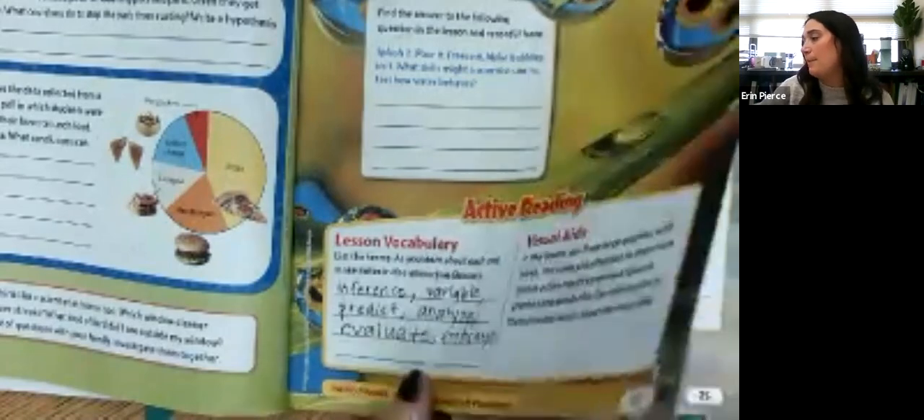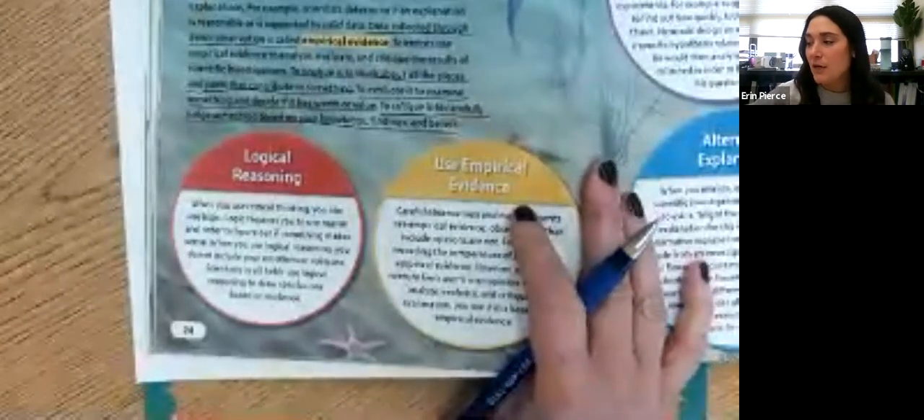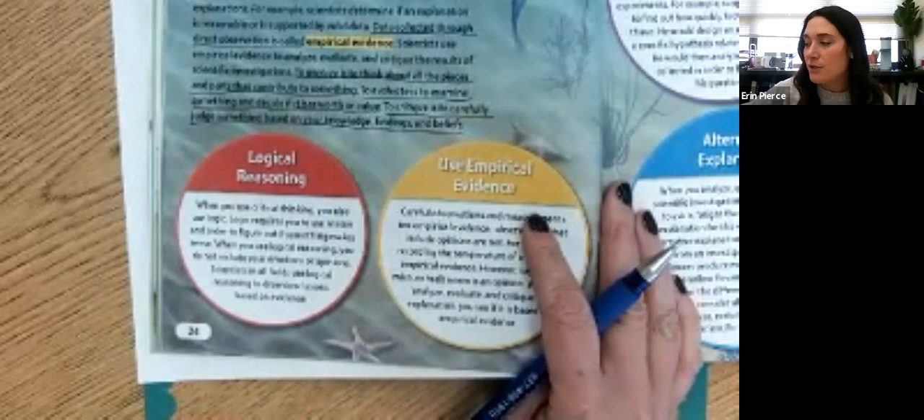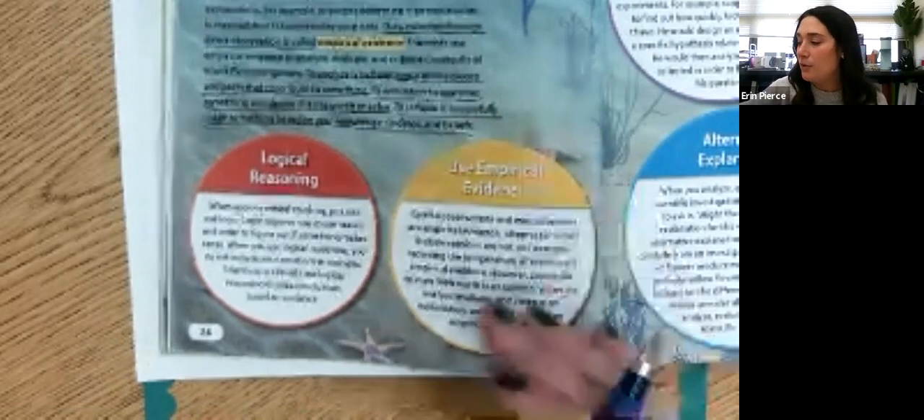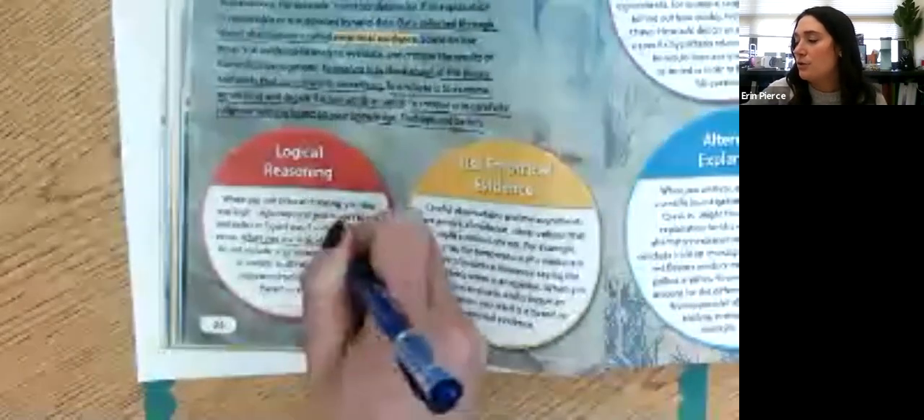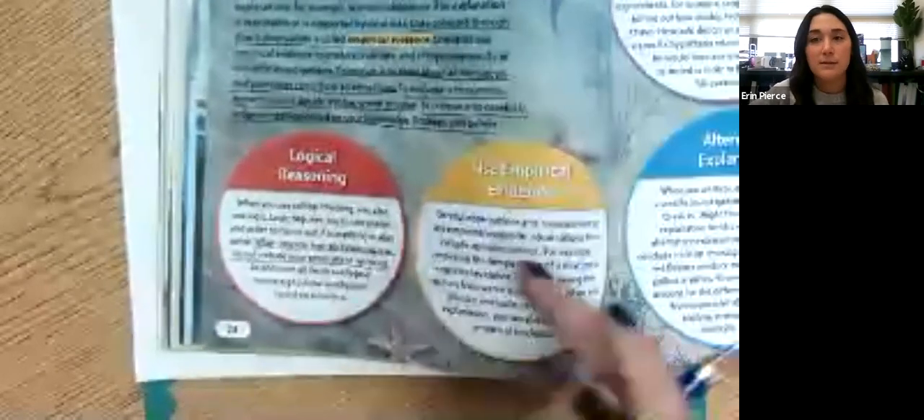Going back to my page. All right, really quickly, logical reasoning. When you use critical thinking, you also use logic. Logic requires you to use reason and order to figure out if something makes sense. When you use logical reasoning, you do not include your emotions or opinions.